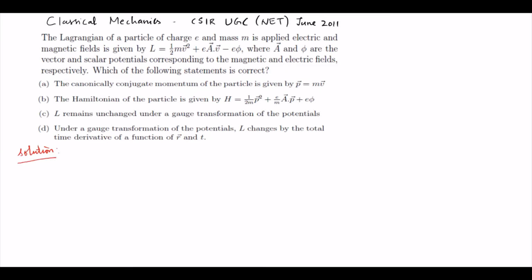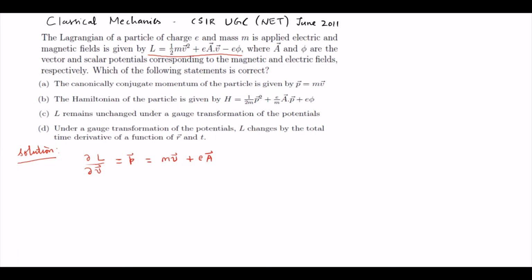Given a Lagrangian, we first have to calculate the canonically conjugate momentum, ∂L/∂v, where the generalized velocity here is the vector v. So ∂L/∂v gives you the canonically conjugate momentum, and when I take the partial derivative of this Lagrangian, it becomes m v vector plus e times A vector.